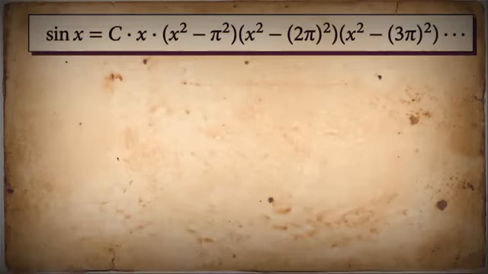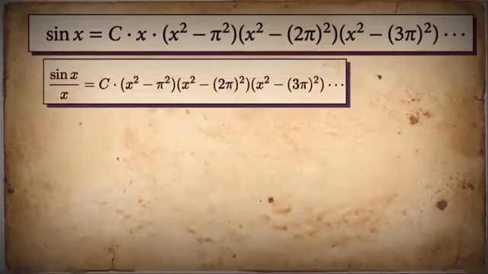Each conjugate pair, x plus k pi times x minus k pi, is a difference of squares, which equals x squared minus (k pi) squared. So the factored form simplifies to c times x times the product of x squared minus pi squared, and so on. Dividing both sides by x, the sine of x divided by x equals c times the product of all factors x squared minus (k pi) squared, for k from 1 to infinity. The factor of x has been cancelled from the left side.